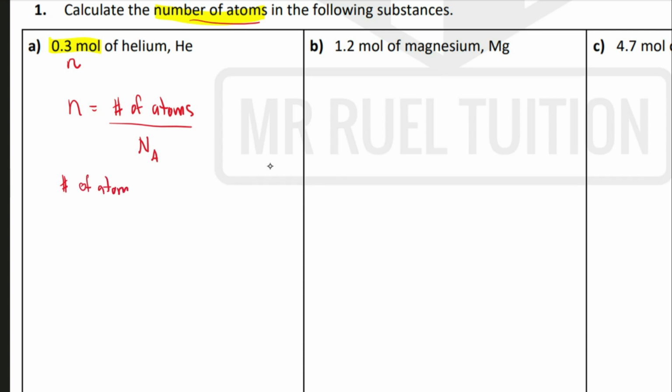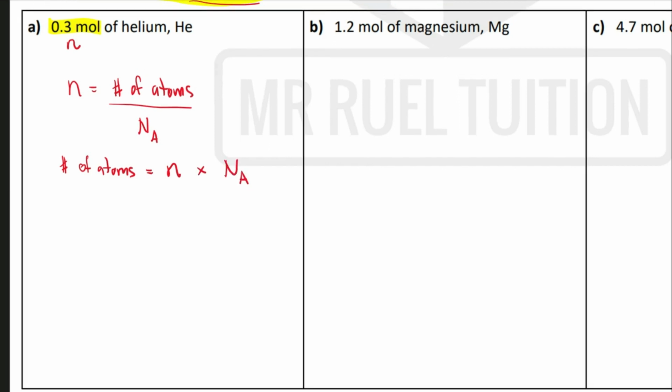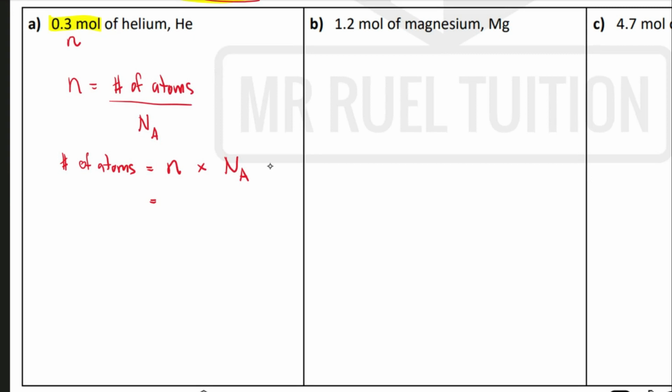And so the number of atoms would simply be the number of moles multiplied by Avogadro's constant. The number of moles is 0.3, and Avogadro's constant is 6.02 times 10 to the power of 23. This is equal to 1.806 times 10 to the power of 23. This is the number of helium atoms in 0.3 moles of helium.